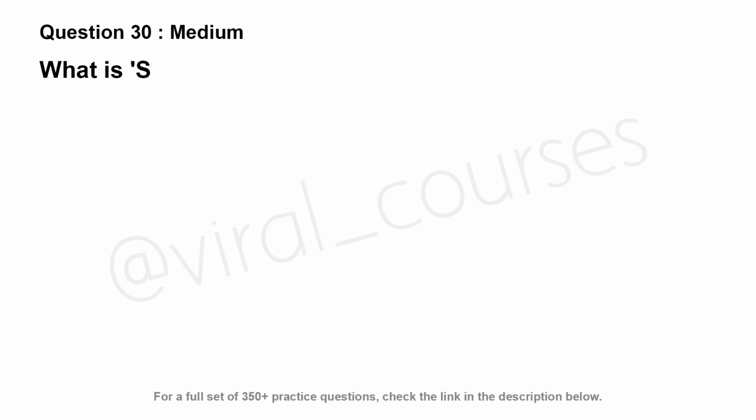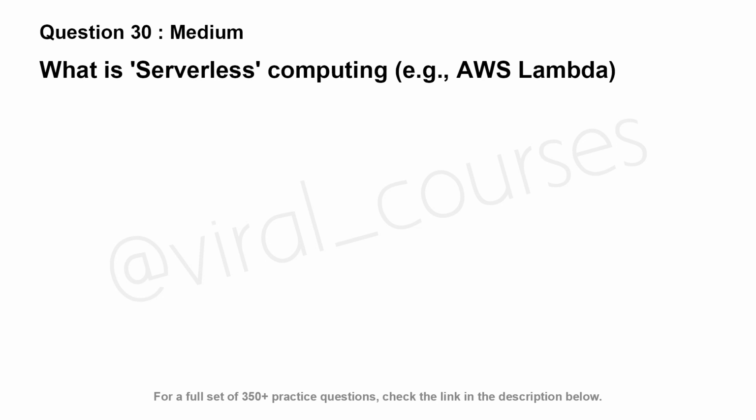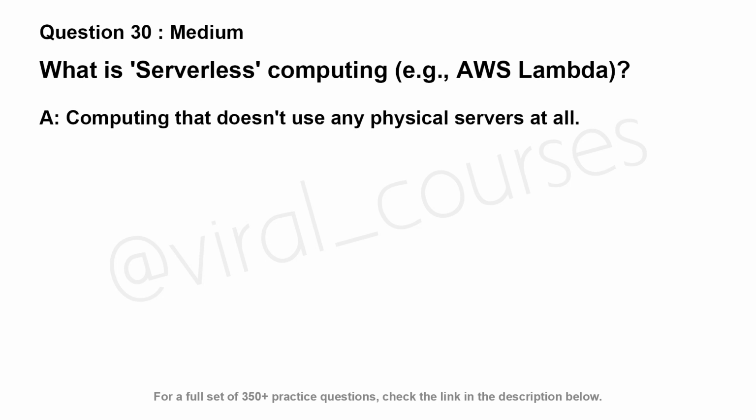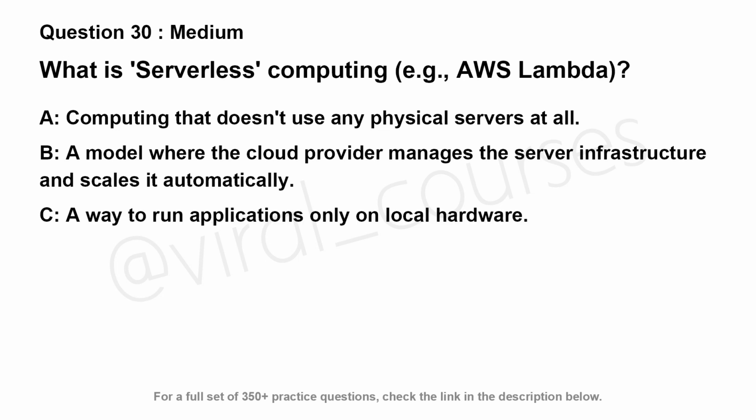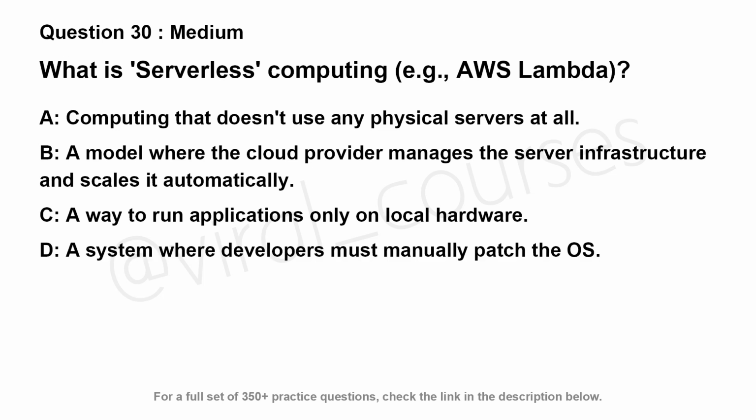What is serverless computing, e.g., AWS Lambda? Option A, computing that doesn't use any physical servers at all. Option B, a model where the cloud provider manages the server infrastructure and scales it automatically. Option C, a way to run applications only on local hardware. Option D, a system where developers must manually patch the OS.